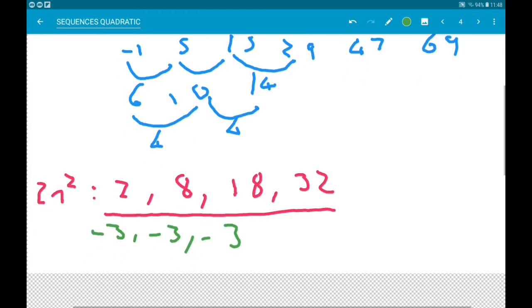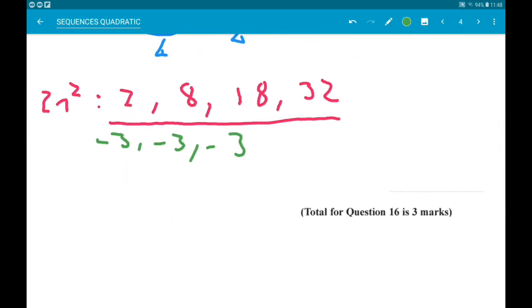So the nth term altogether is 2n squared minus 3.